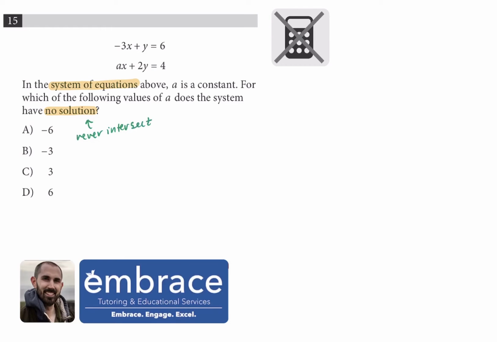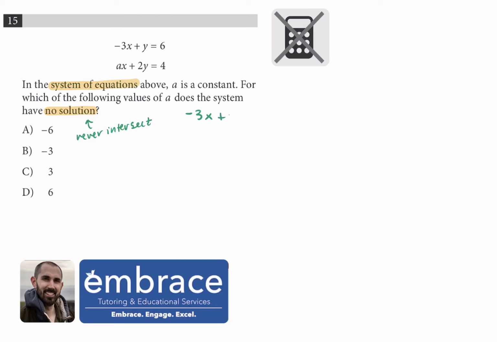If they happen to have one solution, they would intersect once. If they happen to have infinitely many solutions, it would mean that the two functions are right on top of each other. Now, algebraically speaking, we're trying to see that these equations are never true because they never intersect. So let's take a look at our first one.